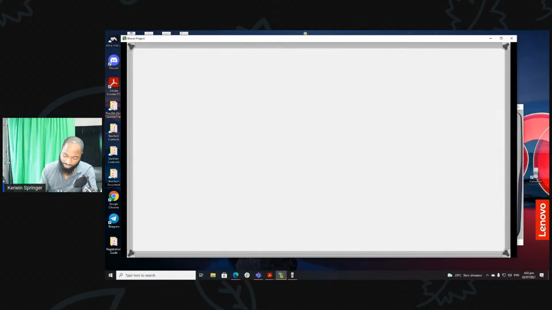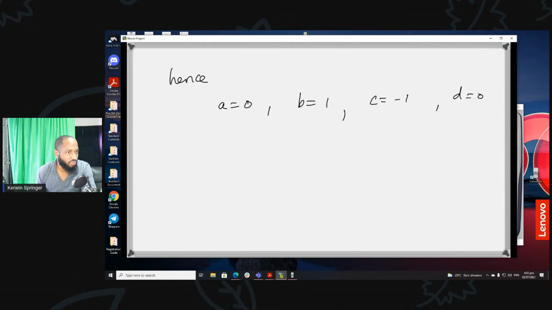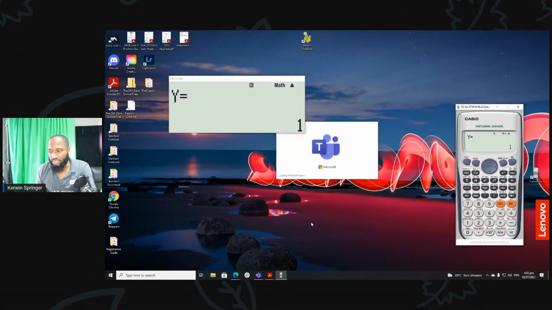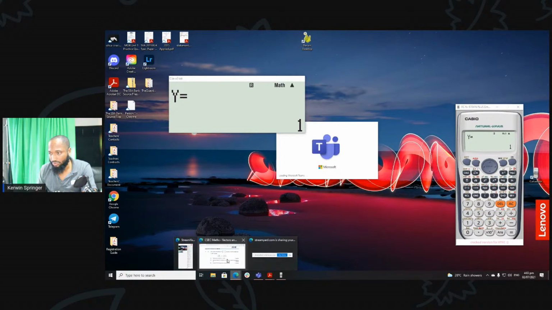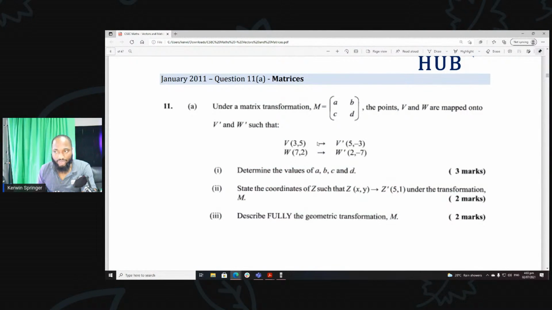So hence, A was 0, B was 1, C was negative 1, and D was 0, which is what we knew all along, because we know transformation matrices. So there's a way to show working with this whole thing, simultaneous equations. There's one way to do it, to show the values of A, B, C, and D there.